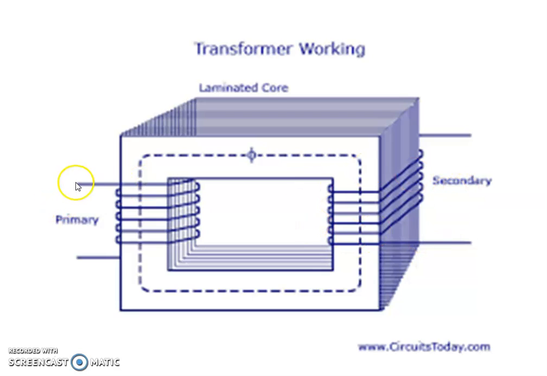So the coil to which we are going to give the input is called the primary coil, and the coil from which we are going to get the output is called the secondary coil.